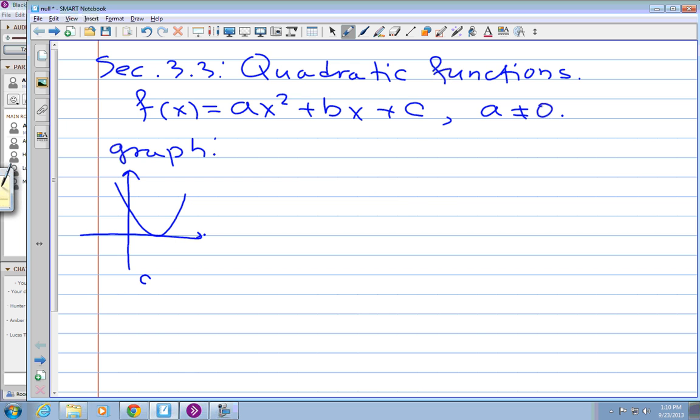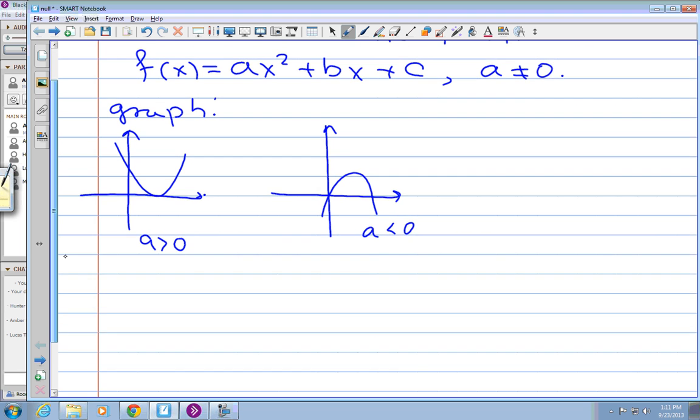If a is positive, if the leading coefficient of your function is positive, the parabola is going to open up. And if the leading coefficient is negative, the parabola is going to open down. So that's if a is less than 0. And it's kind of going back to the transformations that we talked about last week. If you have a negative in front of the function, it flips over the x-axis, so you're ending up with an upside down parabola.